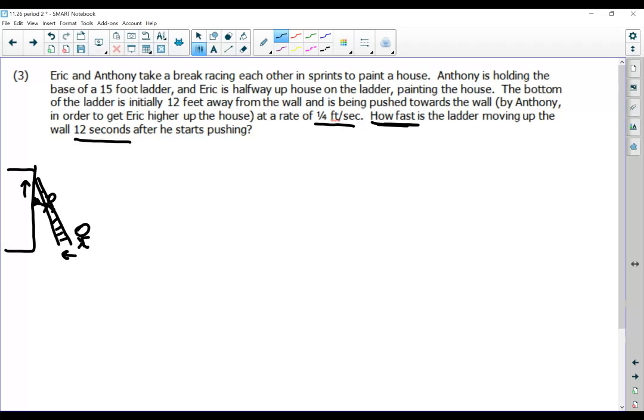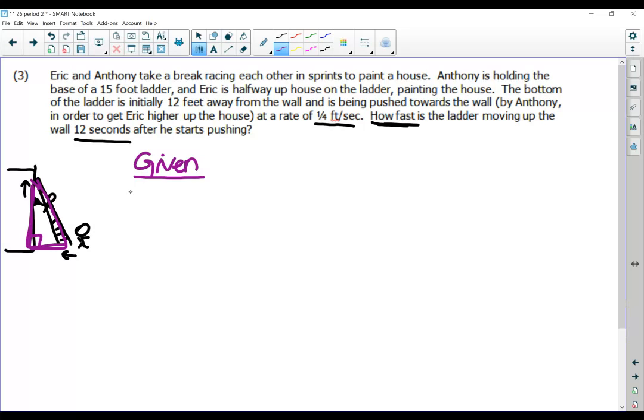Now, geometrically speaking, what have I created? Well, I've created a little right triangle. So in this right triangle, I want to think, okay, what's changing and what's staying the same, and what information do I have? So let's look at what we were told in the problem.